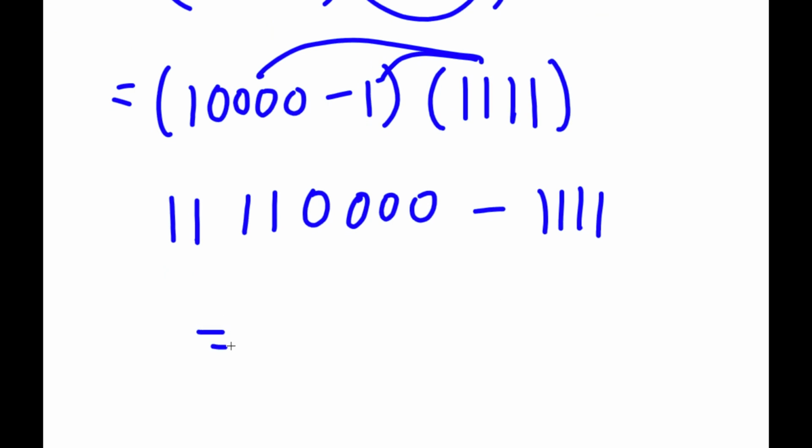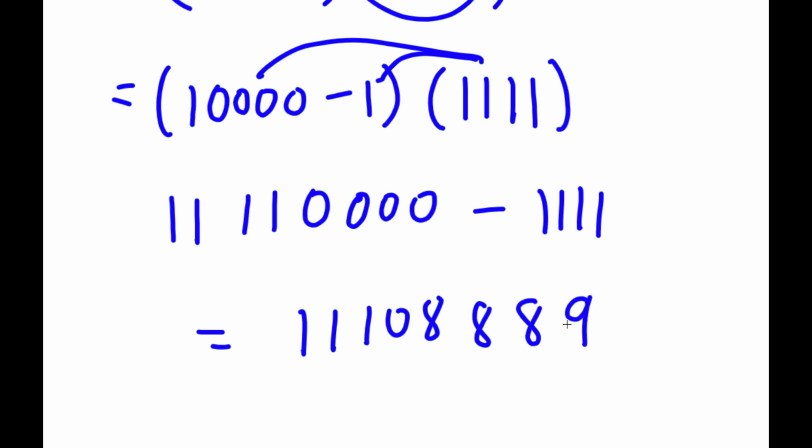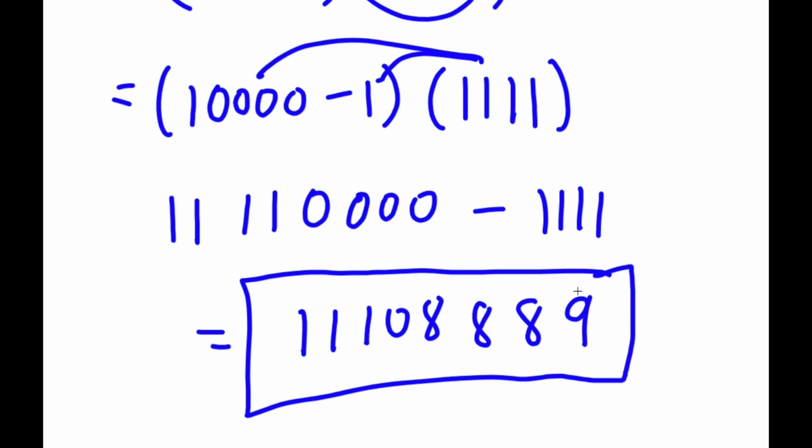And now I'm going to go ahead and subtract these two. So 11,110,000 minus 1,111 is going to equal 11,108,889. So this is my answer to this problem.